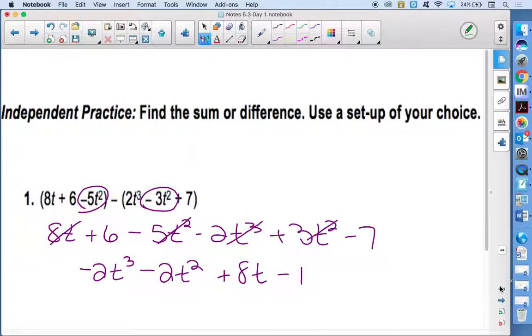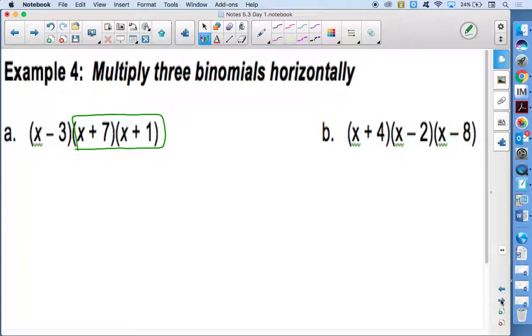So David, if we multiply x plus 7 times x plus 1, what do you get when you FOIL that? You get x squared plus x, and then 7x plus 7. Good. So x plus 7x makes 8x, and then you said plus 7.